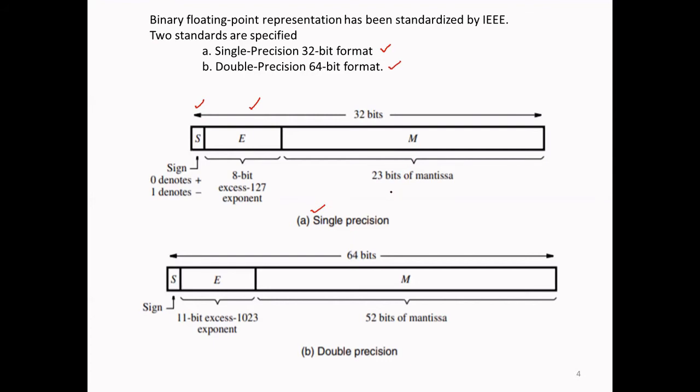This is single precision. In the same way, in double precision, the same sign bit where 0 denotes a positive number and 1 denotes a negative number, and the exponent, instead of 8-bit, is now 11-bit. That is excess 1023 exponent. And the mantissa, instead of 23-bit, is now 52 bits. This is called double precision 64-bit IEEE 754 format.